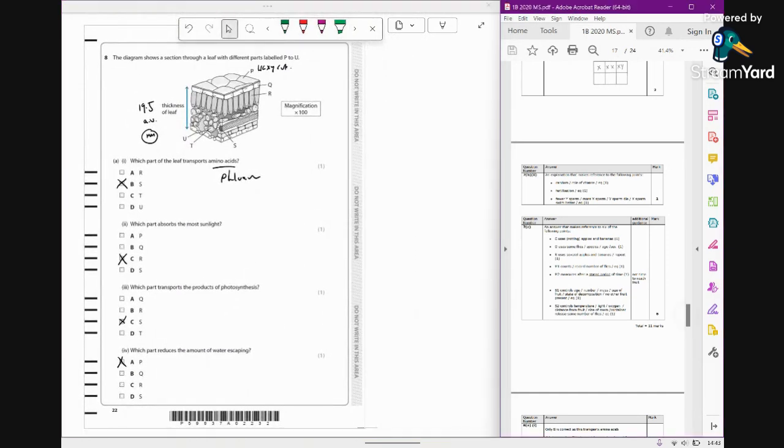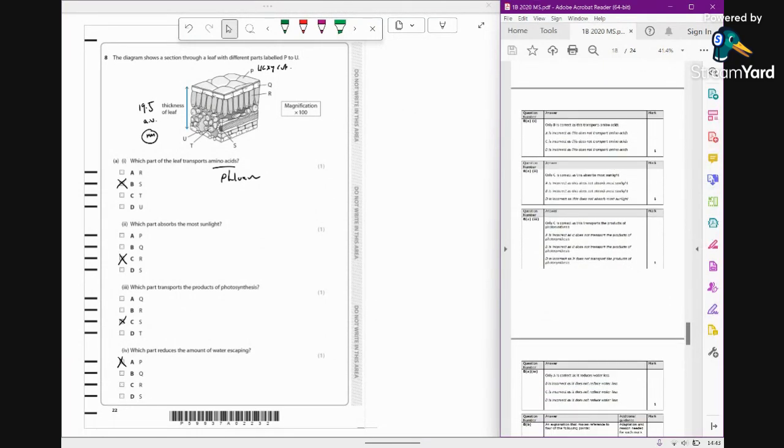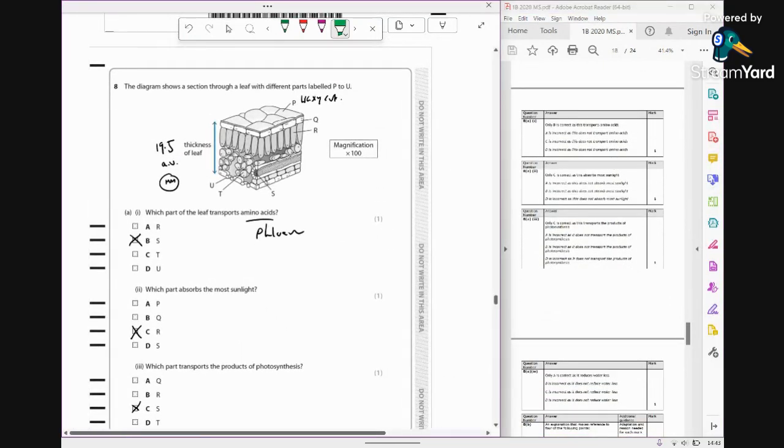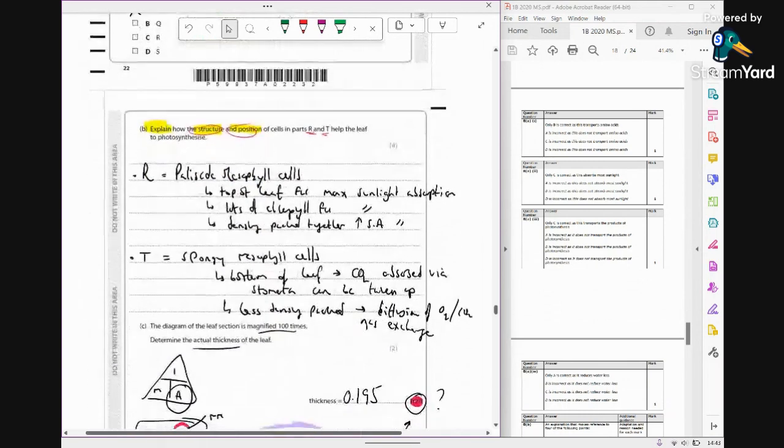Right, nearly done. Can we get 100%, people? Maybe. Right, B, C, C. Yes, yes, yes.